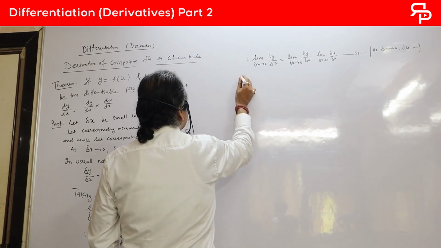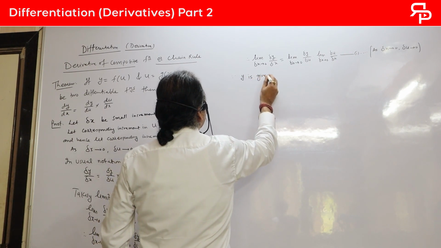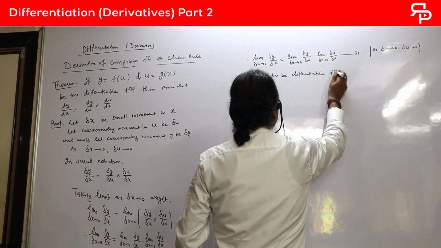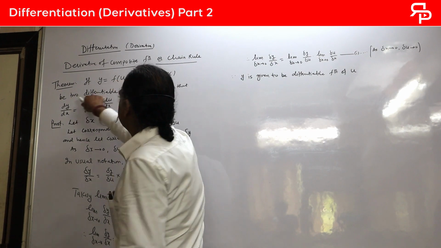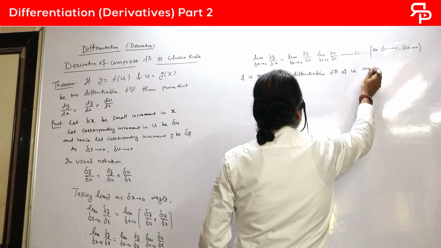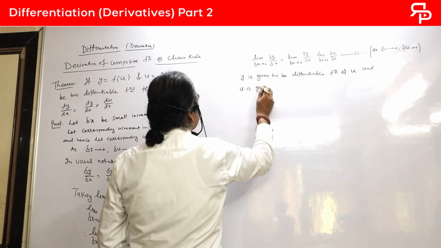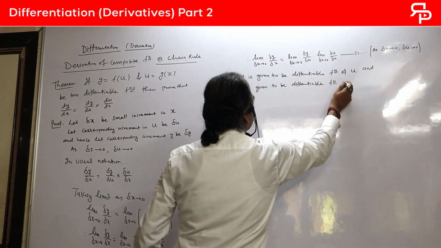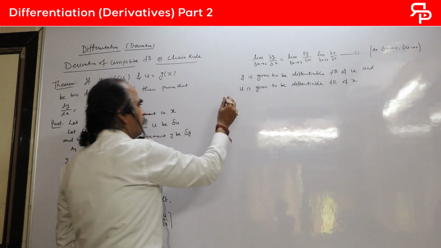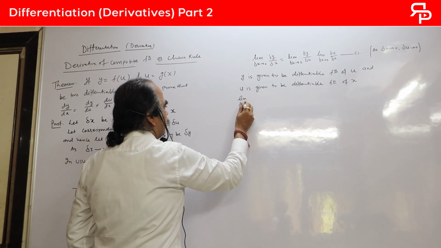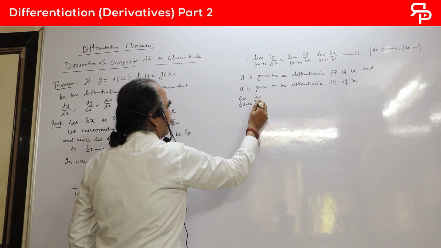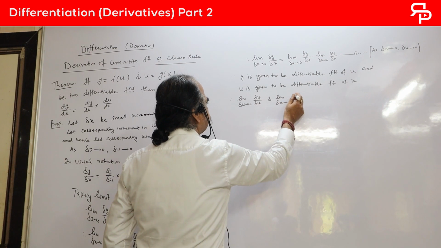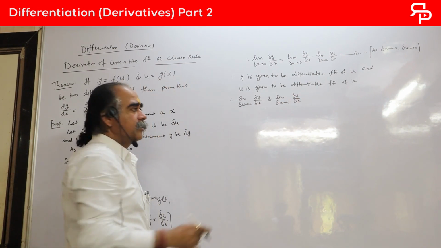Since y is given to be a differentiable function of u, and u is given to be a differentiable function of x, therefore limit delta u tends to 0, delta y by delta u, and limit delta x tends to 0, delta u by delta x, both will exist.